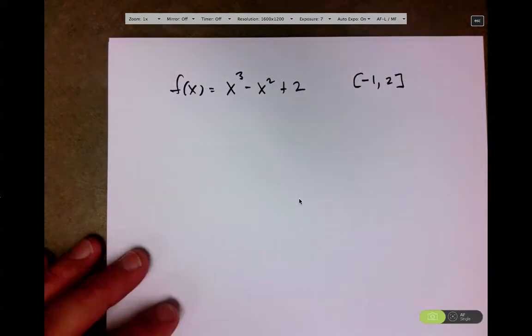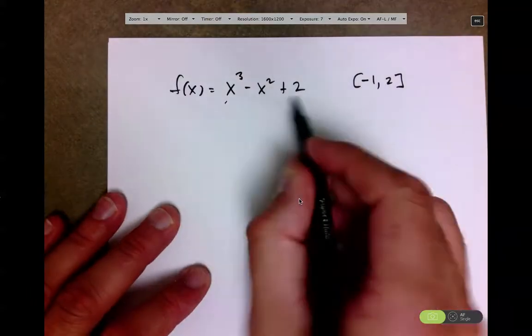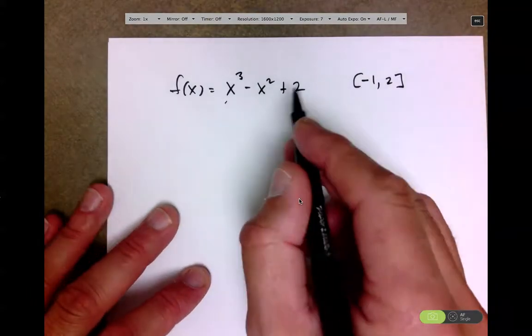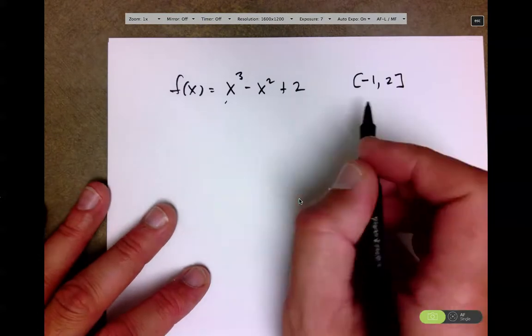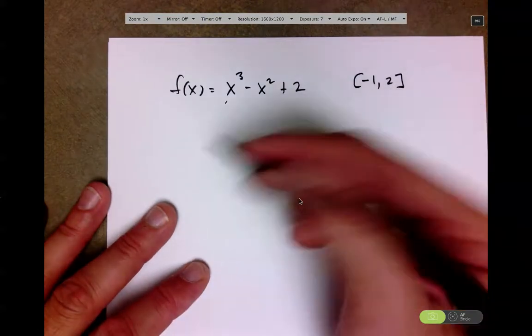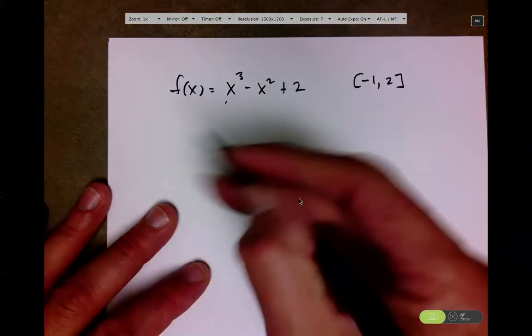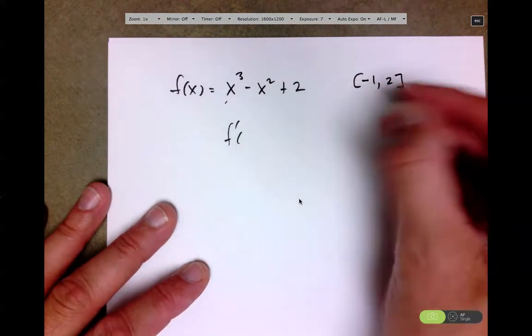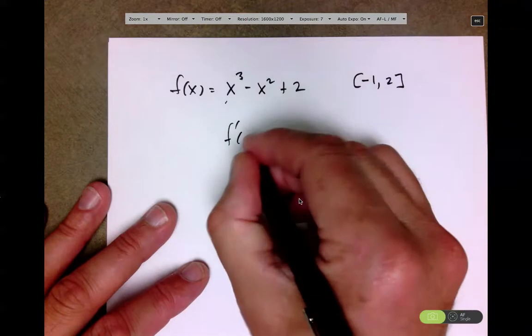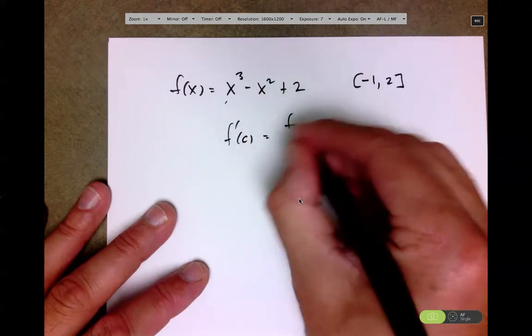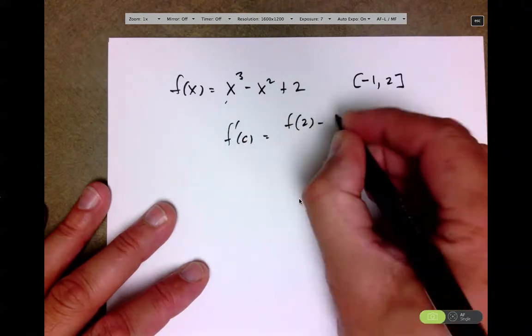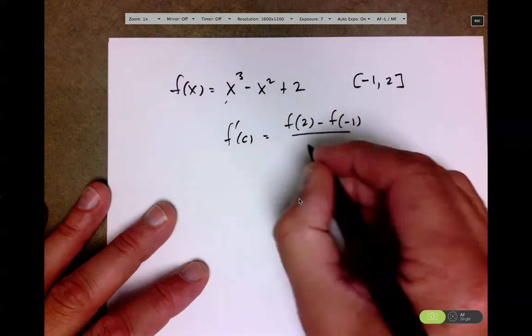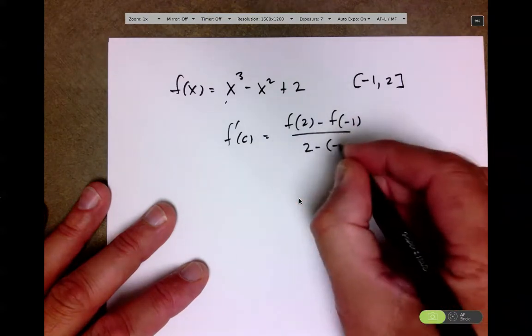Again, this is a third-degree polynomial function. All polynomial functions are continuous and differentiable everywhere, so our conditions are going to be met for this one. The theorem just says that there's going to be some value between -1 and 2 where the derivative is equal to the function evaluated at 2 minus the function evaluated at -1, divided by 2 minus -1.